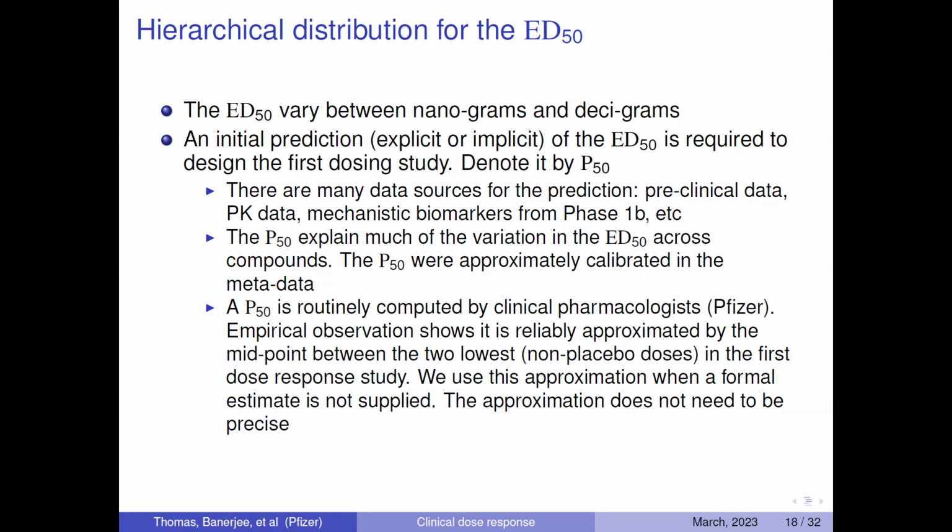So anytime we don't have an explicit P50, we approximate it by that simple rule of taking the midpoint between the two lowest doses. That comes up, for example, if we're evaluating an old compound where no one's around to tell us what's going on anymore, or if we're looking at a compound from a different sponsor. Now, one of the things that helps is that the approximation doesn't need to be too precise. That's another reason why this still works pretty well.